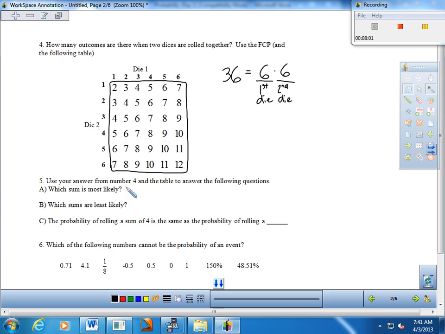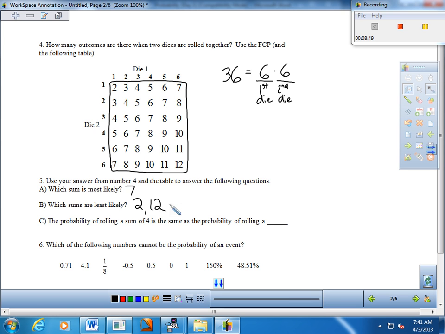And so which sum is most likely? There you go, 7. Which sums are least likely? Well, it looks like the 2 only shows up once in my table, and the 12 only shows up once in my table. Nice.